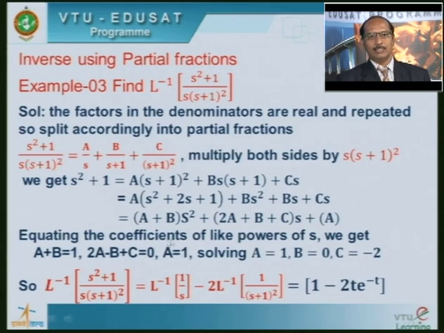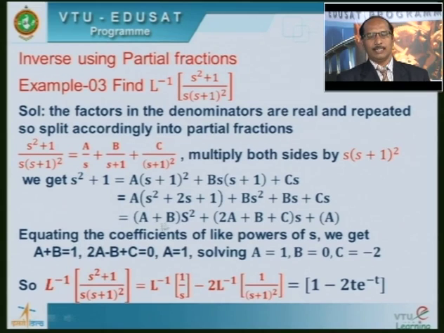First, I equate the coefficient of S square on both sides. So, on the left hand side, the S square coefficient is 1 here, 1 into S square. So, 1 is equal to the right hand side A plus B. So, we get an equation A plus B is equal to 1.